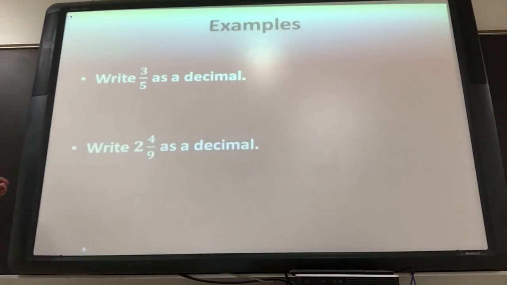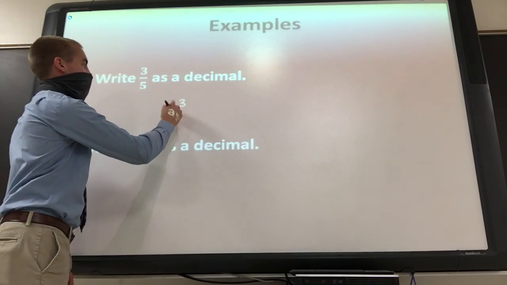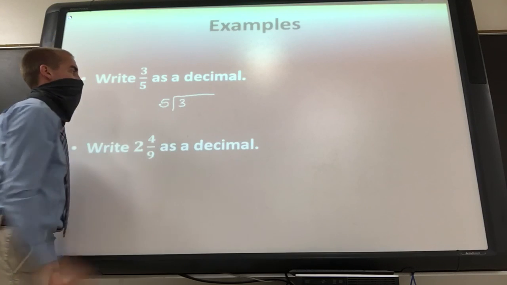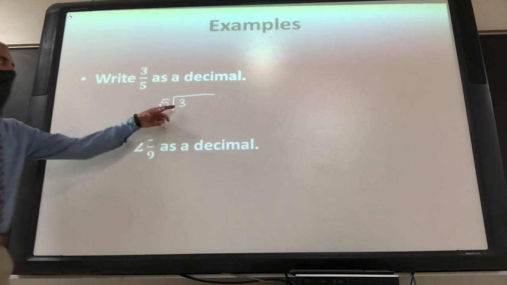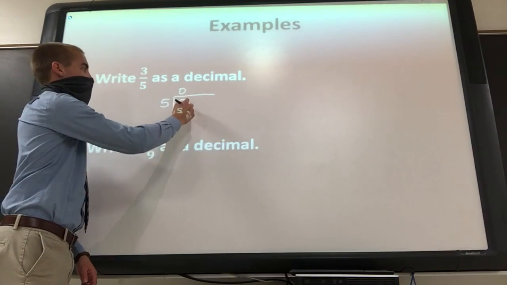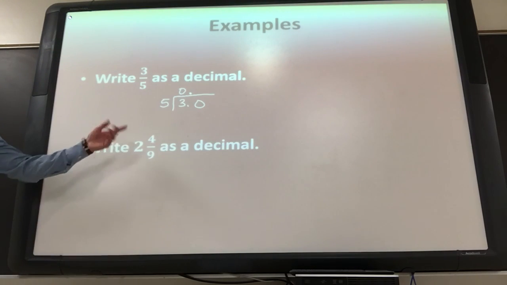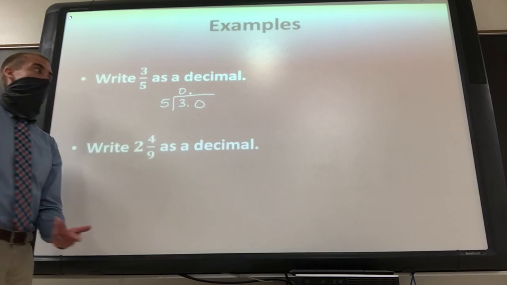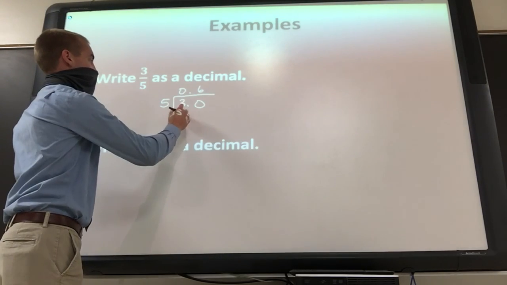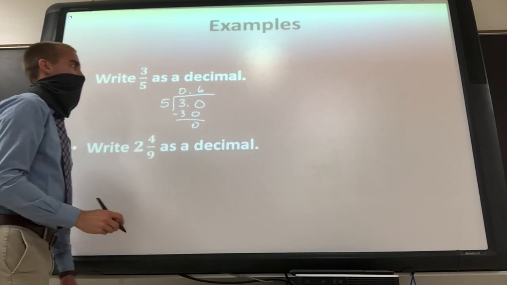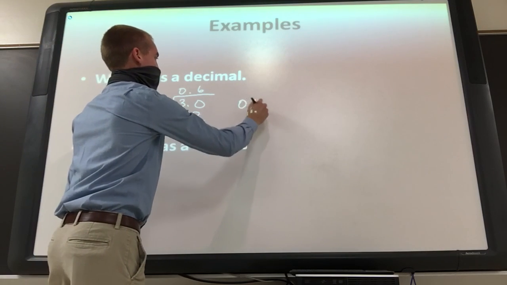Okay, so 3/5, when you divide this, 3 goes on the inside, 5 goes on the outside. 5 doesn't go into 3, so you've got to add your 0.0. But this one's going to work out nicely because 5 goes into 30 exactly 6 times. So we end up getting 0.6.